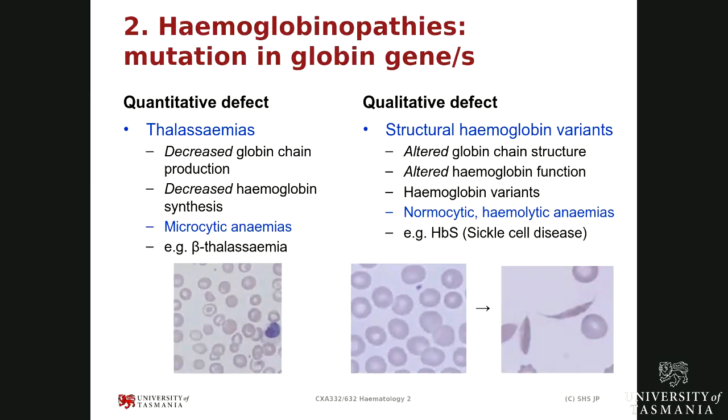And usually the structural variation does not affect the rate of synthesis of the affected globin chains the way that a quantitative effect can affect the rate of synthesis. So we usually have normal rate of synthesis of the chains. But we have altered chain structure, therefore we have altered chain function or altered hemoglobin function.